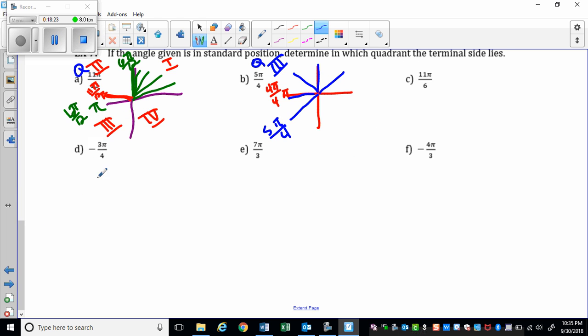Actually, let's do a negative one together. So negative 3 pi over 4. Remember, we're still counting by pi over 4s. But this is negative, so we're going the opposite way. So this is 0. This is negative pi over 4. Negative 2 pi over 4. Negative 3 pi over 4. It's actually perfectly diagonal. This is in quadrant 3.